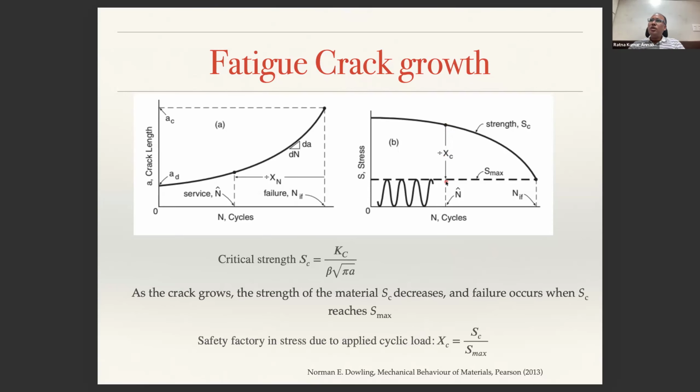Now the critical strength S_c at any point is K_c by beta root pi a. So as the crack grows, as a increases, the critical strength of the material decreases, and failure occurs when S_c reaches S max. So the safety factor in stress due to applied cyclic load, X_c, is equal to S_c by S max.